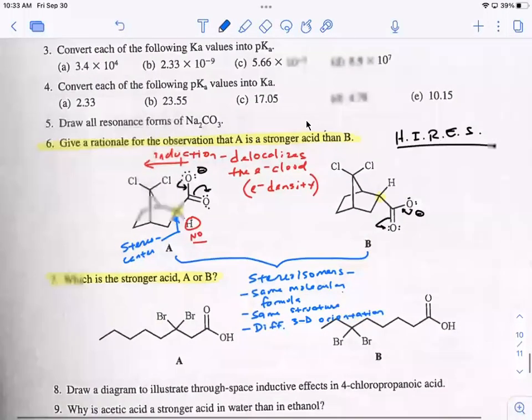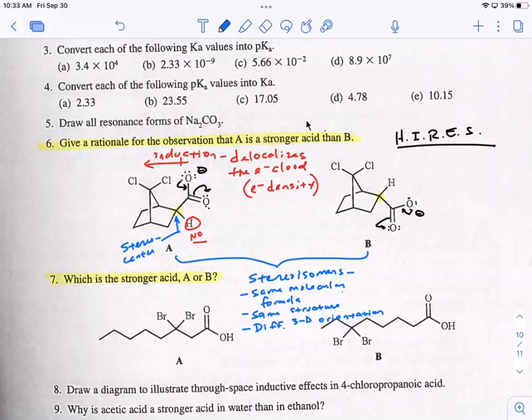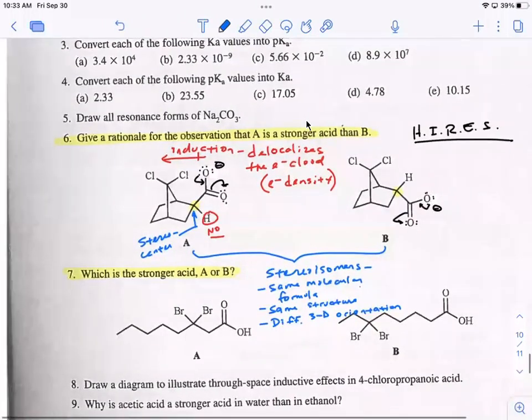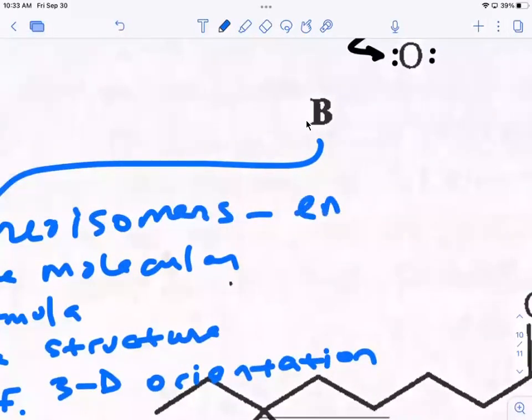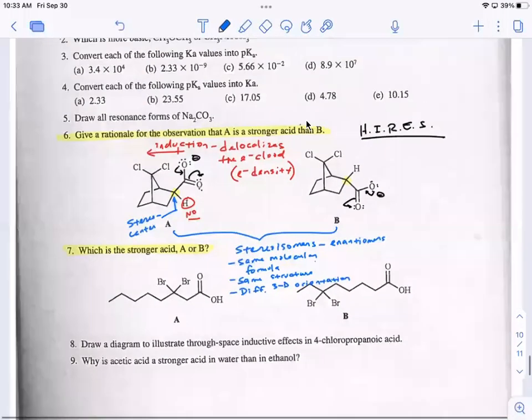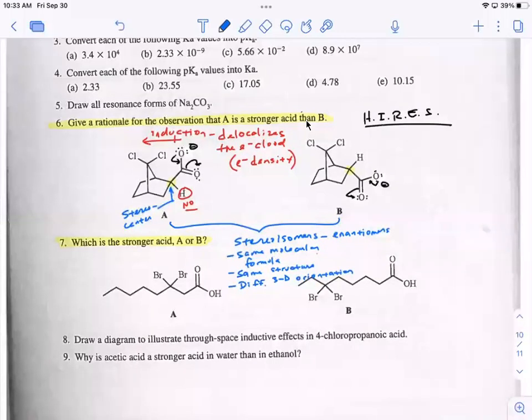Right, so you can see right here, the B, where the carbonyl is kind of pointed down, as opposed to A, where the carbonyl is pointed up. That matters, right? That's a 3D orientation. That doesn't change. So B and A are two different molecules, right? As a matter of fact, there's a specific type of stereoisomer that they are, and we'll call them enantiomers. They have a different 3D orientation.